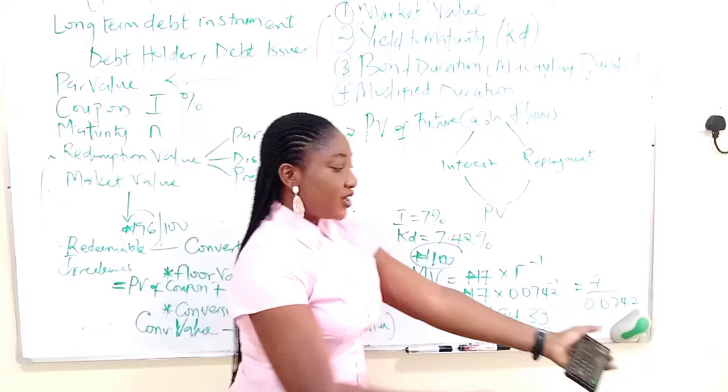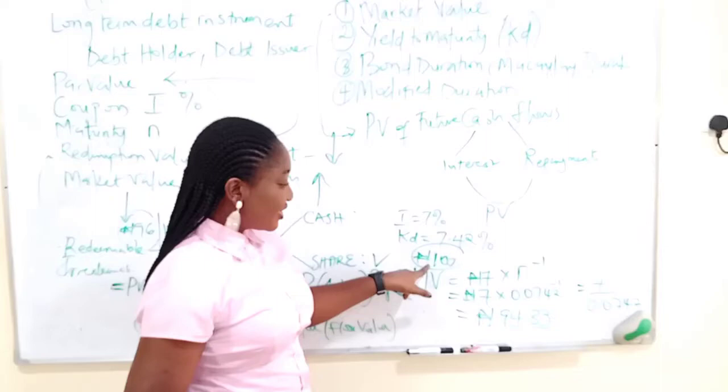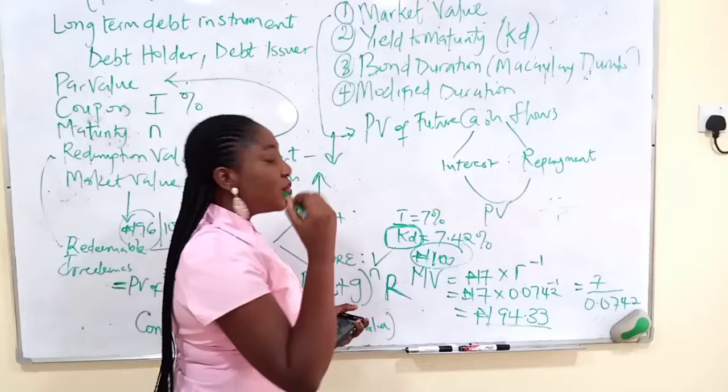So if a bigger question comes, you know how to solve it. I mean, look, this thing is logical. You kind of know that your answer will be less than 100. Why? Because the return, cost of debt, which is the theoretical minimum required rate of return, 7.42%, is already better than what the coupon is.